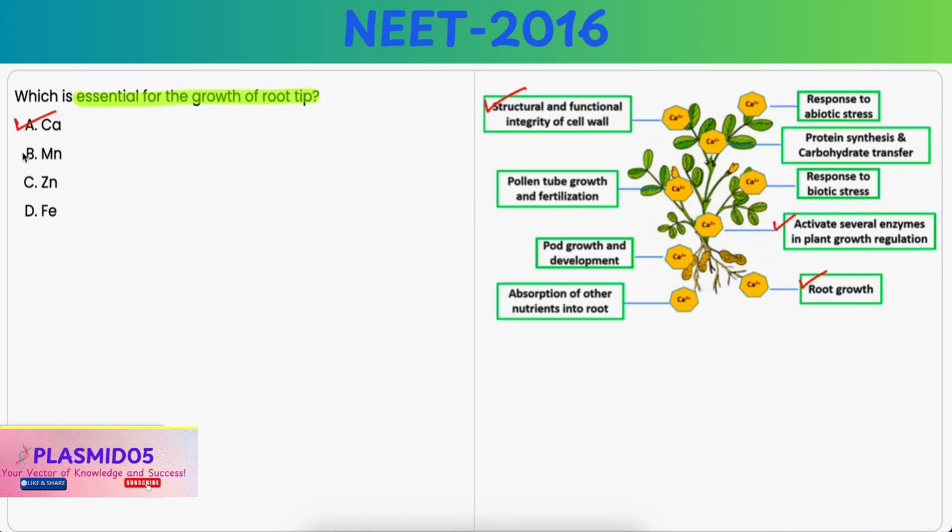Option B, manganese. Now, while manganese is important for enzyme activation and photosynthesis, it is not directly associated with the root tip growth. Hence, it is incorrect. Option C, zinc. It is also incorrect because zinc is necessary for enzyme function and photosynthesis, but it is not specifically needed for root tip growth. Option D, iron. It is also incorrect because iron is a vital component for chlorophyll synthesis and it also acts as a cofactor in various enzymatic reactions, but it is not directly related to growth of root tip.